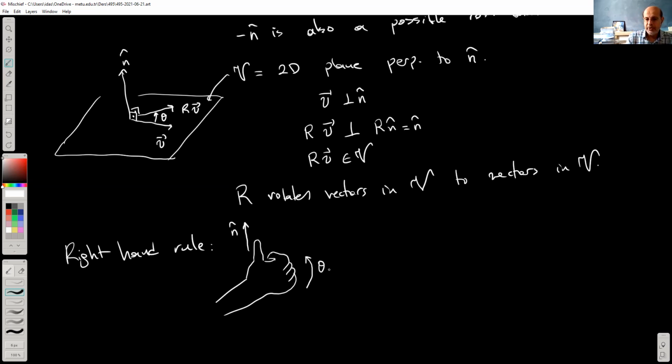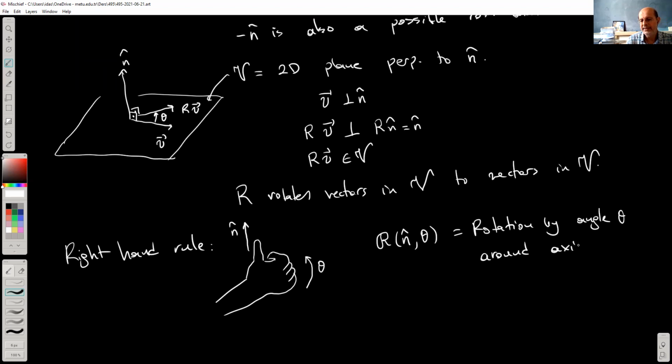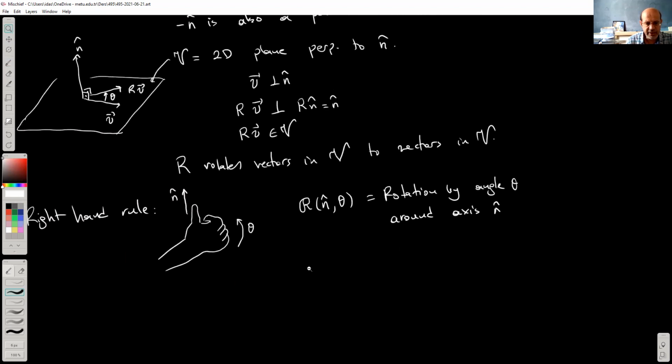So as a result, by a rotation around and by angle theta, I mean this rotation in here. So let's say it like this. This is the rotation by angle theta around axis m. Okay.